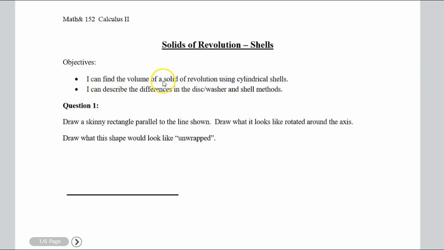There's two things we want to do. One is just how do you find the volume with cylindrical shells, but then also a comparison of the disc washer method and the shell method. So we will do a little bit of that.